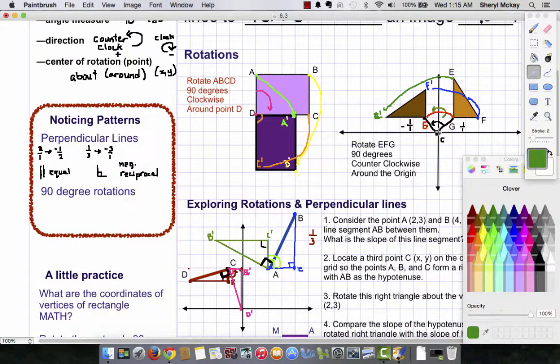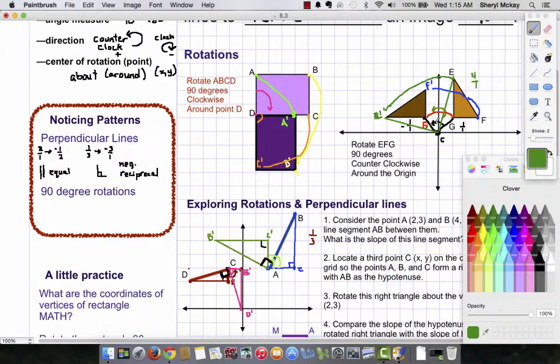We've got from our center to E, right there, and then we have from our center to E prime, right there. So the question is, what's the slope of the line segment from the center to E? Tell me what the slope is. It's 1, 2, 3, 4 over 1, right?